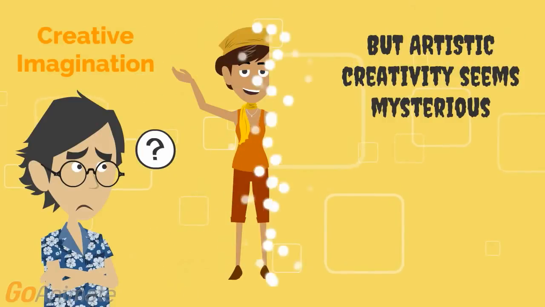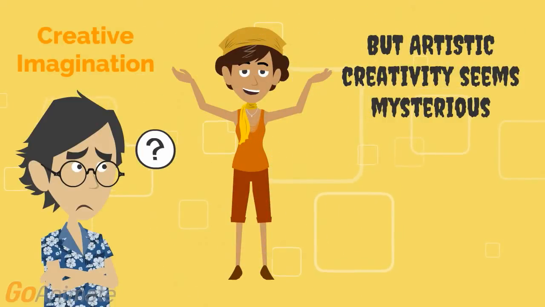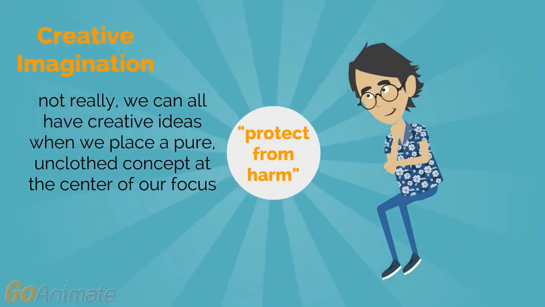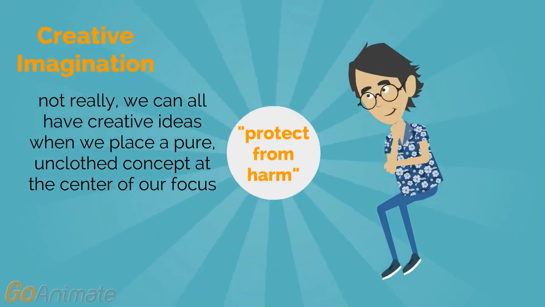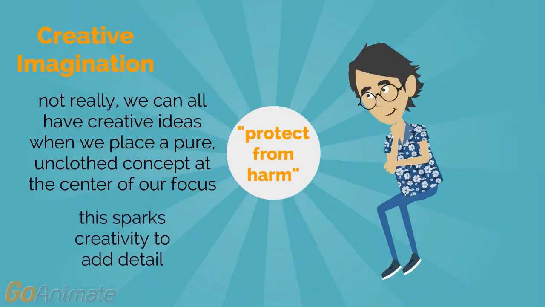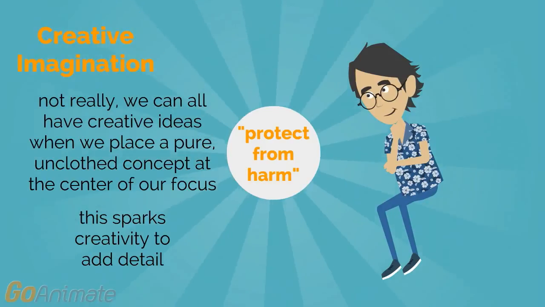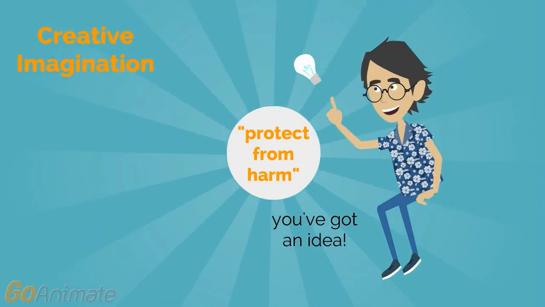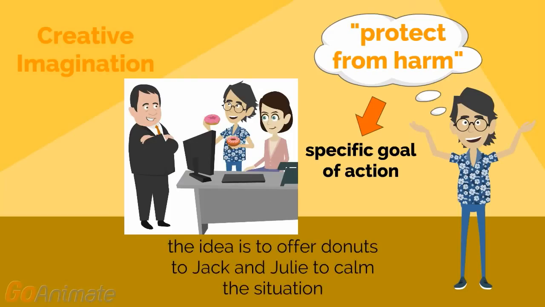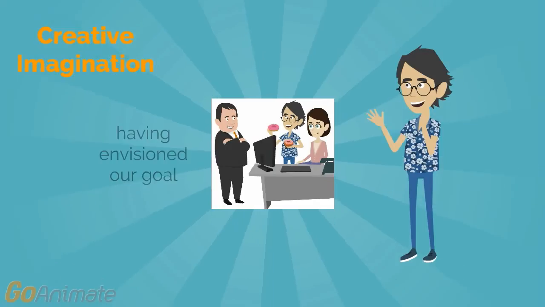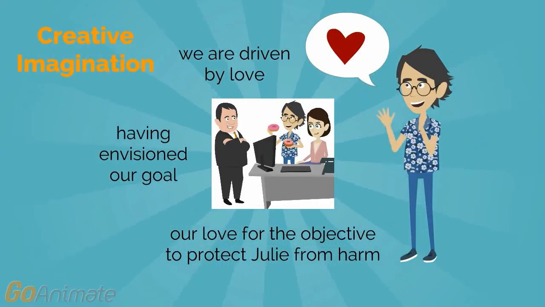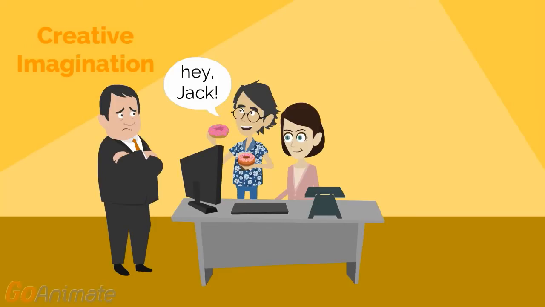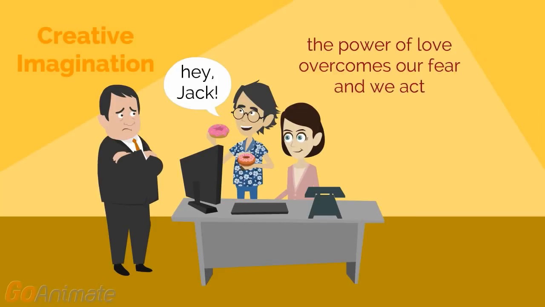But artistic creativity seems mysterious. Not really, we can all have creative ideas when we place a pure, unclothed concept at the center of our focus. This sparks creativity to add detail. You've got an idea. The idea is to offer donuts to Jack and Julie to calm the situation. Having envisioned our goal, we are driven by love, our love for the objective to protect Julie from harm. The power of love overcomes our fear, and we act.